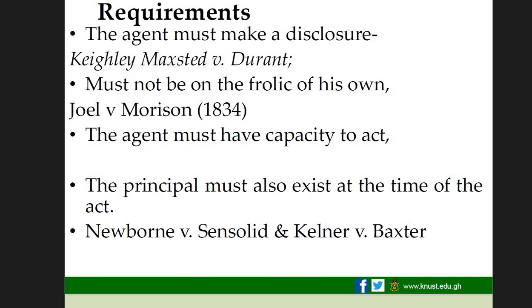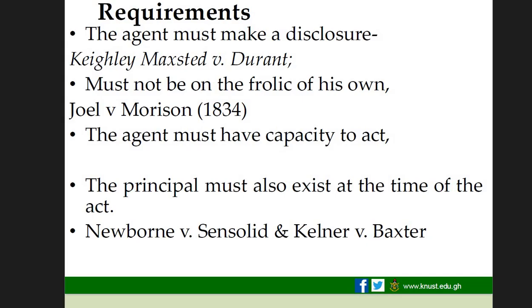And the last one, the principal must also exist at the time of the act. So, if an agent acts on behalf of a company that doesn't even exist, let me put it this way: the principal must exist at the time of the act. The one you are acting on behalf of must exist.